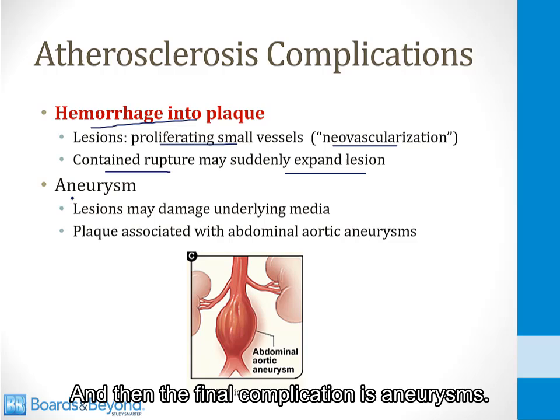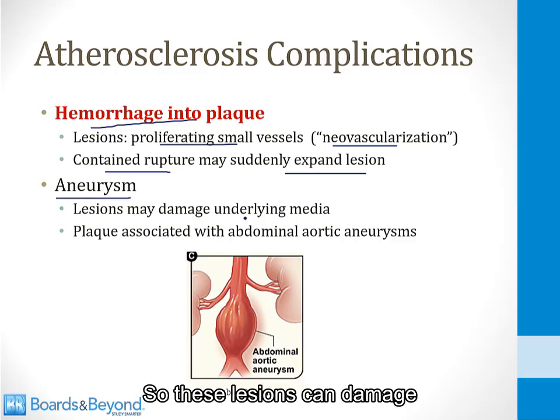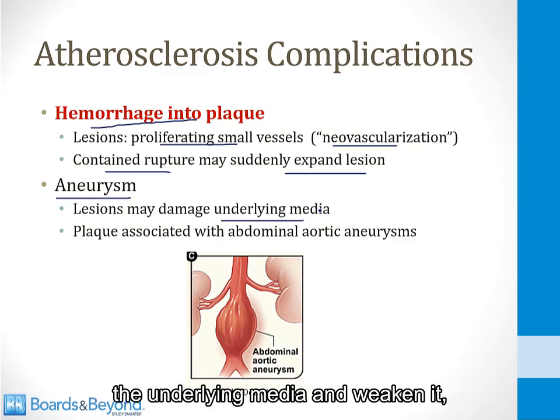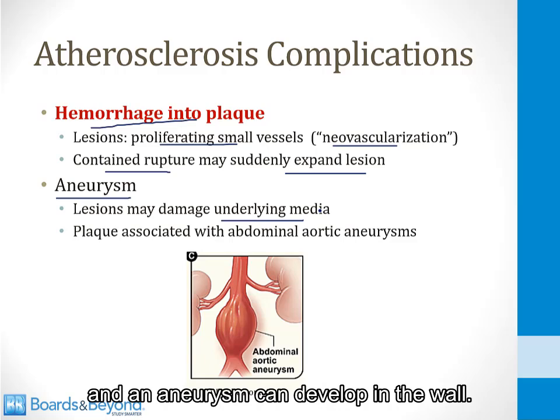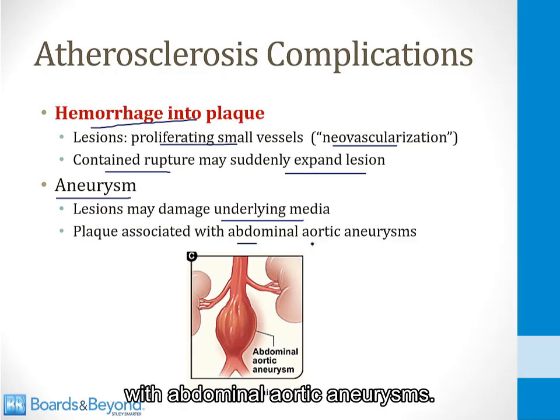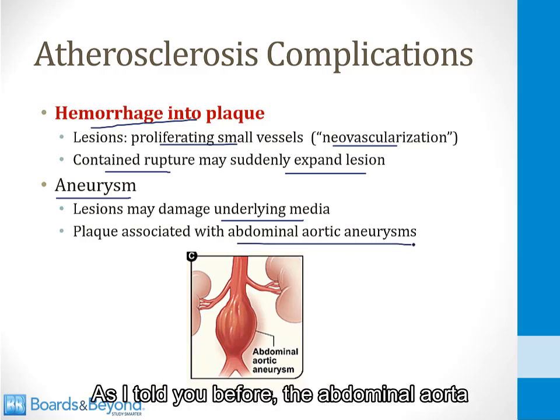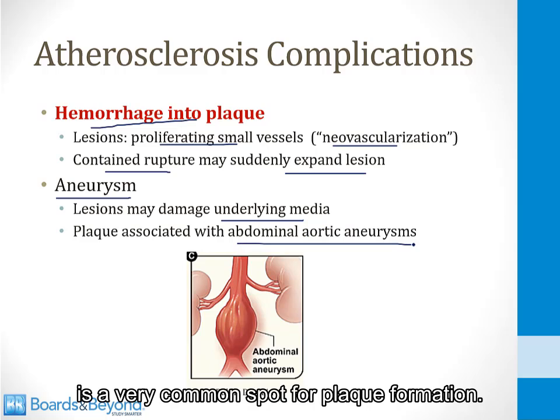And then the final complication is aneurysms. So these lesions can damage the underlying media and weaken it, and an aneurysm can develop in the wall. And this is why plaque is associated with abdominal aortic aneurysms. As I told you before, the abdominal aorta is a very common spot for plaque formation.